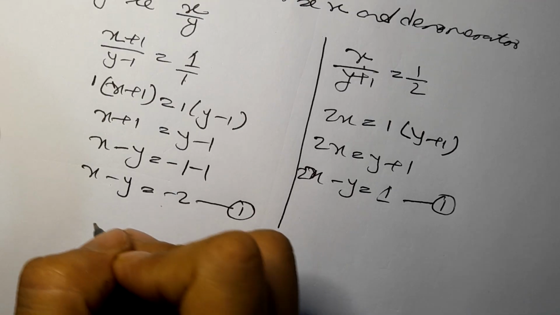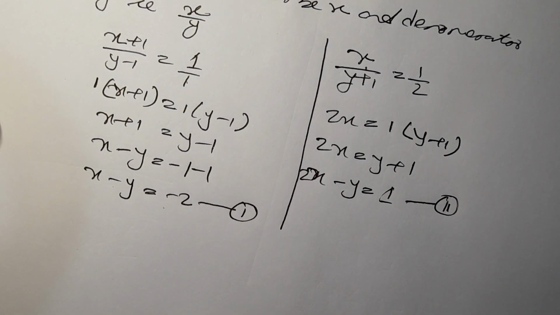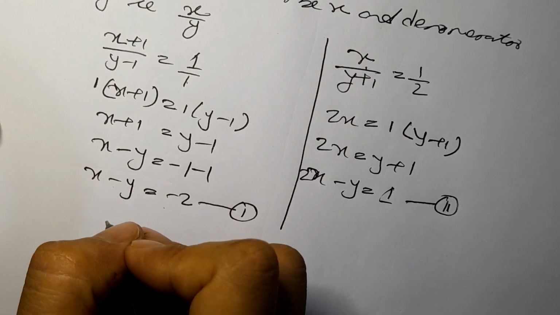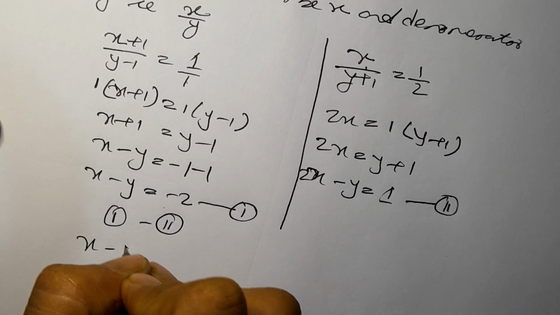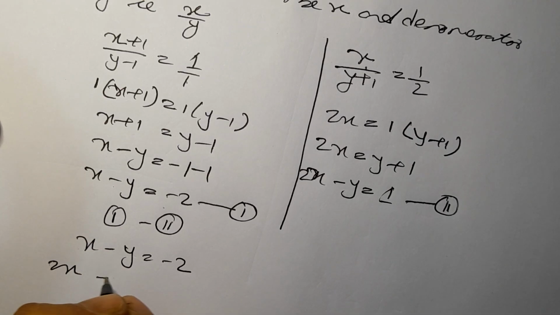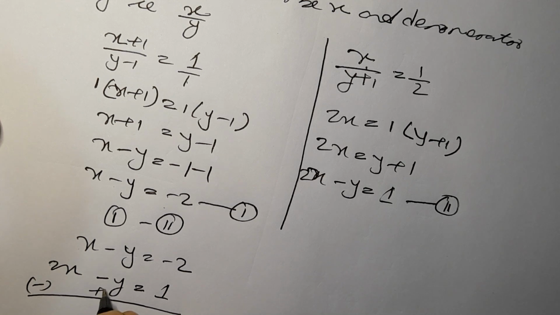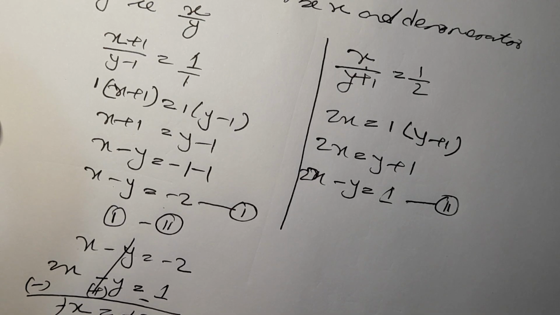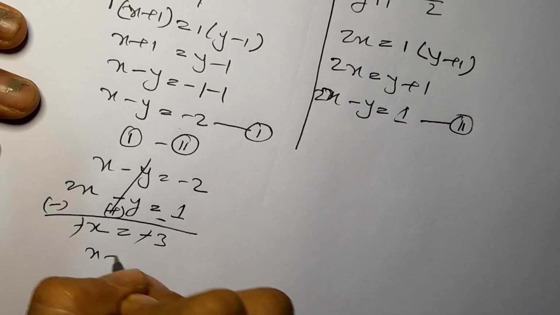So it will be equation 1 minus equation 2. Because they have the same sign, that's why for y it will be subtraction. So 1 is x minus y equal to minus 2, and 2 is 2x minus y equal to 1. Since it is a subtraction, the signs will change: the plus will become minus, this will become plus, this will become minus. So y is eliminated. Now 1 minus 2 gives minus x equal to minus 3. Minus and minus cancel. It becomes x equal to 3. We got the value of x.